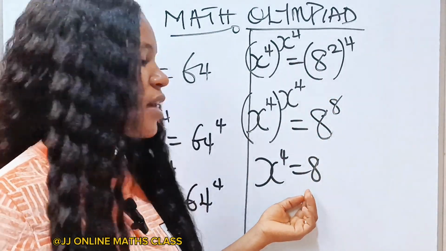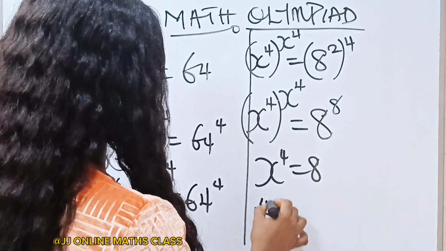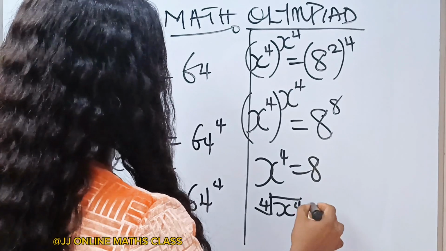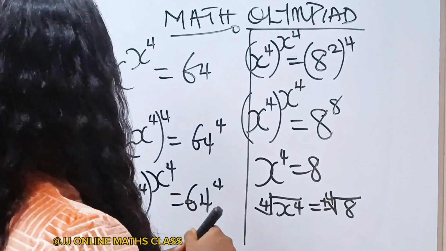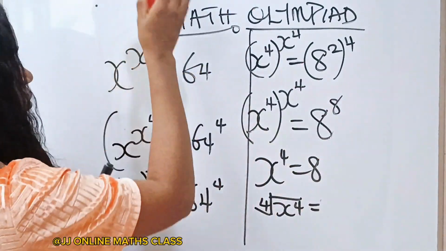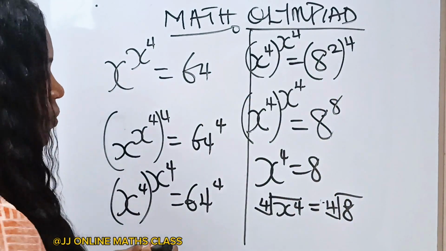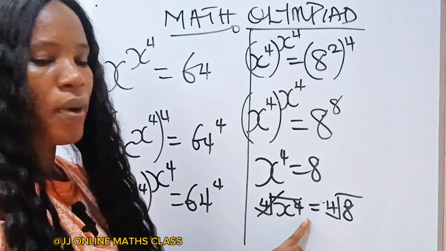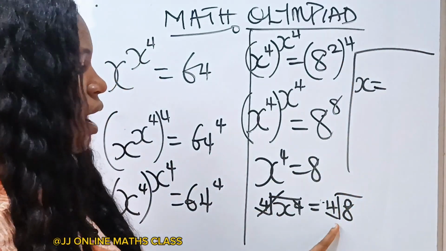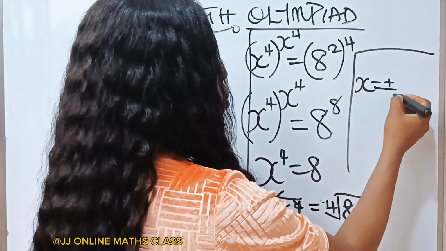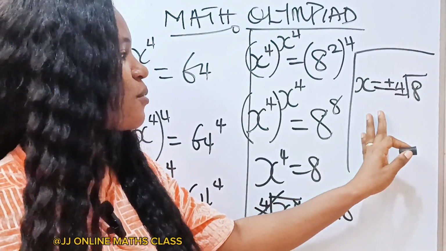Now, to get the value of x, we need to take the fourth root of each side of this equation. So we'll have that the fourth root of x to the power of 4 is equal to the fourth root of 8. Now this fourth root cancels this 4, and we are left with x. So we'll write that x is equal to plus or minus the fourth root of 8. And this is our final result.